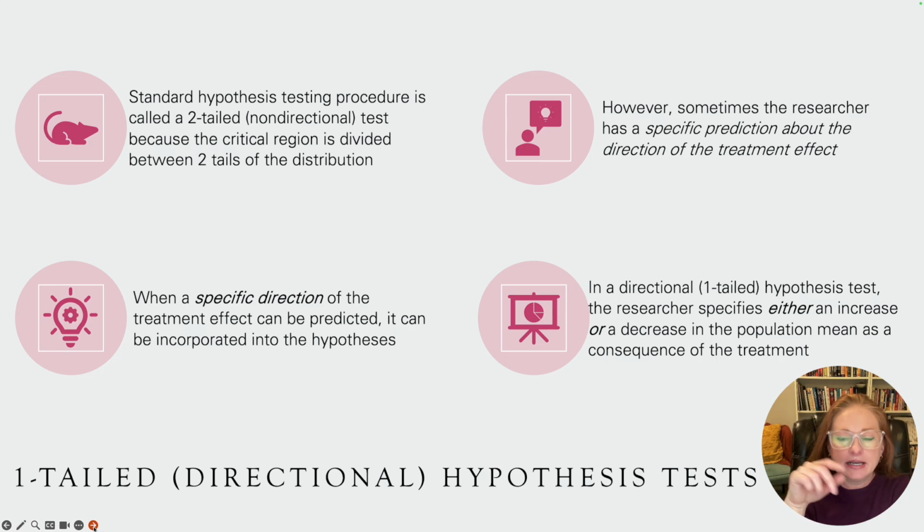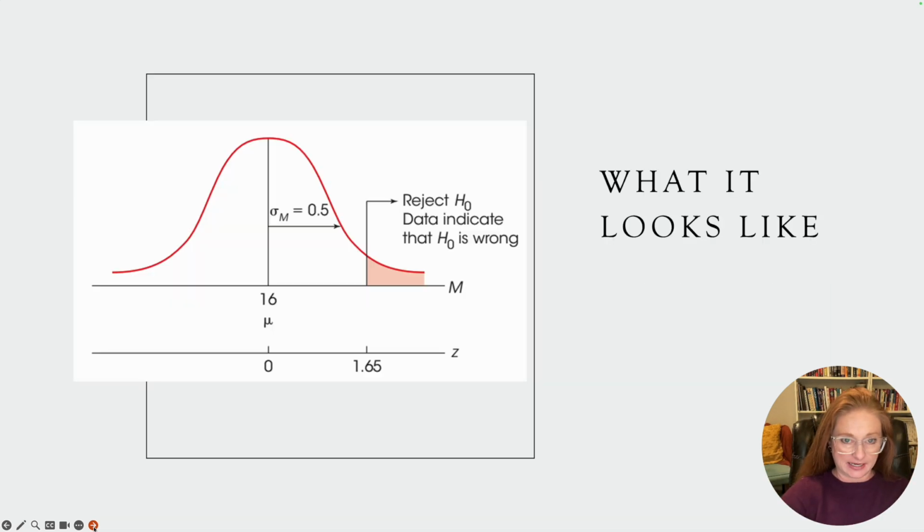Okay? In a directional or a one-tailed test, the researcher specifies either an increase or decrease in the population mean as a consequence of that treatment. And it's very obvious in the language how they write the test. Graphically, it looks like this. So remember how in the previous ones we had two shaded parts? Now we just have one shaded part.